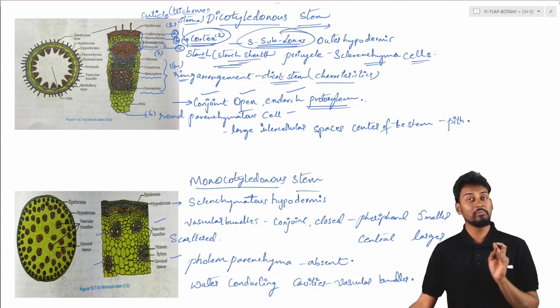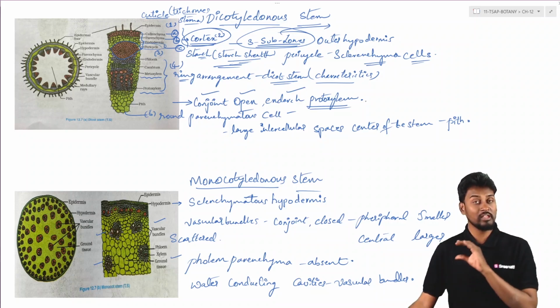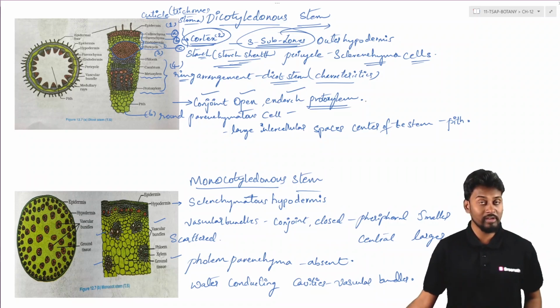Endarch means that the protoxylem is generally present towards the center, that is, the central part is the one which is holding the protoxylem. Metaxylem is generally present towards the peripheral part. So conjoined, open, endarch is the technical explanation of the vascular bundle.